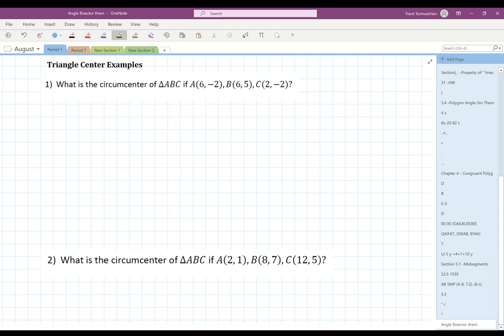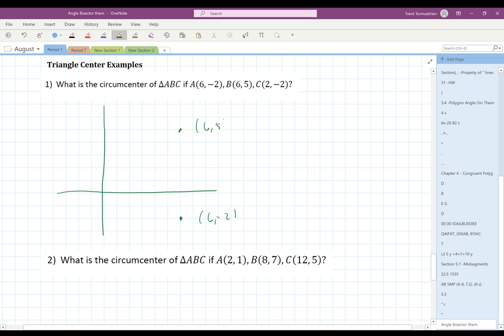Okay, here are a couple examples about triangle centers. The first one is identifying the circumcenter on a graph. And so we'll start by graphing our points. The points are (6, -2). So 6 over, -2 down; 6 over, 5 up. And so that's here. And then (2, -2), 2 over, -2 down, which is here.